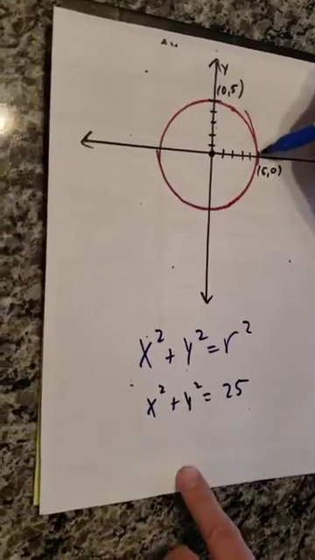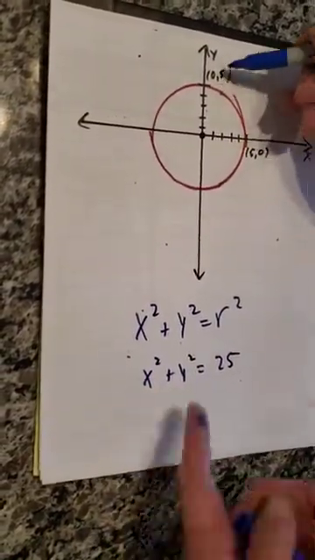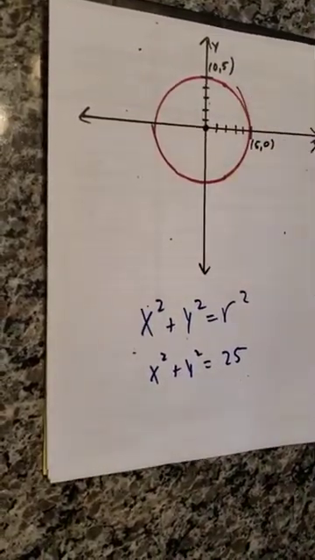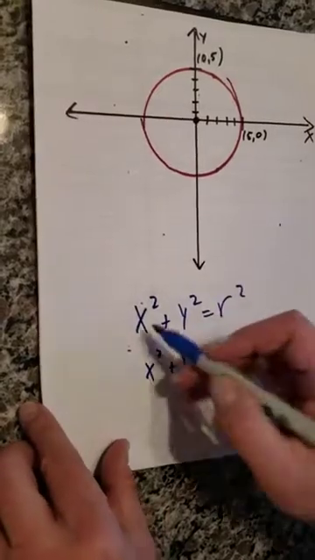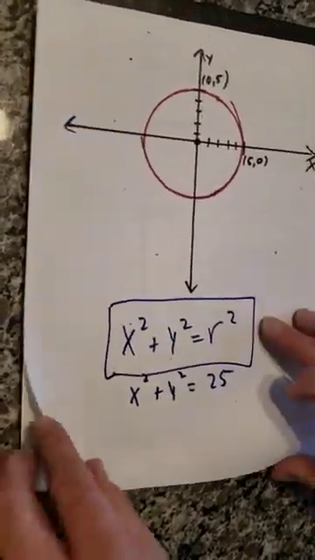And we see that (5, 0) is a point. 5 squared is 25 plus 0 equals 25. (0, 5) is a point, and so on. And if we used Pythagoras, we would find that (3, 4) is a point, and those all work. So x squared plus y squared equals r squared is the main equation for a circle.